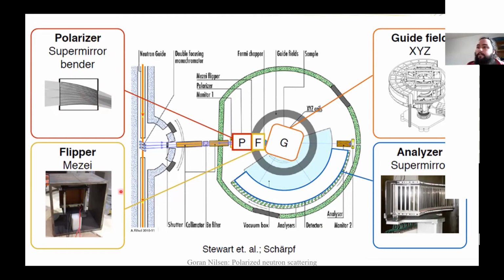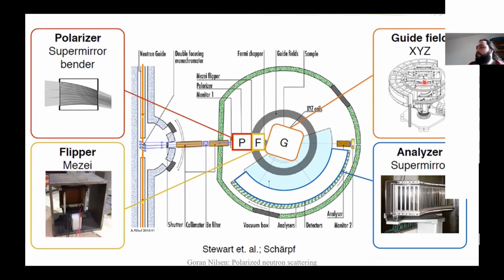Then we have the flipper. In this case, it's an SI flipper, which, as you might remember, is simply used to change the spin state of a neutron from up to down and vice versa. And in this case, the flipper is used to change from spin flip scattering to non-spin flip scattering, as I will show in an example in a minute. Then we have the sample environment, which can take either an orange cryostat or a dilution fridge.